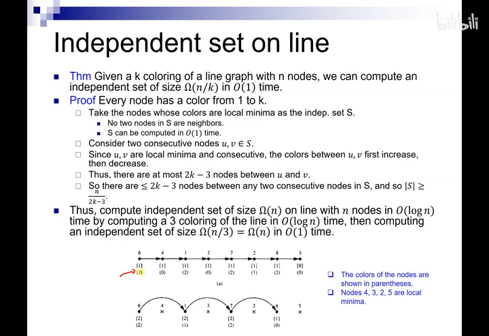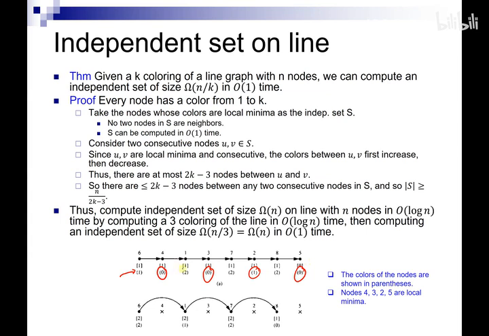For example, this 1 here is not a local minima, because it's bigger than its neighbor, but the 0 is less than both its neighbors. So this is a local minima, and we're going to include this node in the independent set. This 2 is not a local minima, but this guy is a local minima, and this guy's a local minima, and this guy's a local minima. Therefore we found 4 nodes that are local minima.